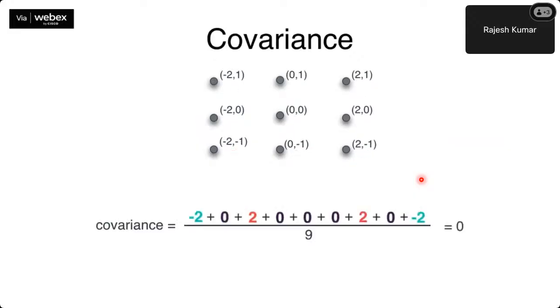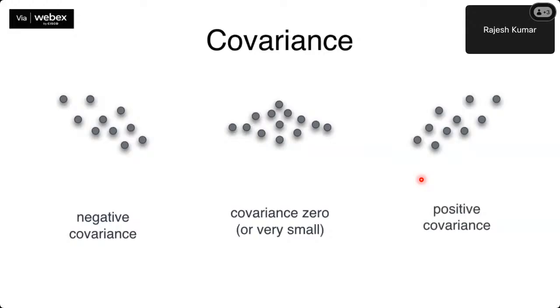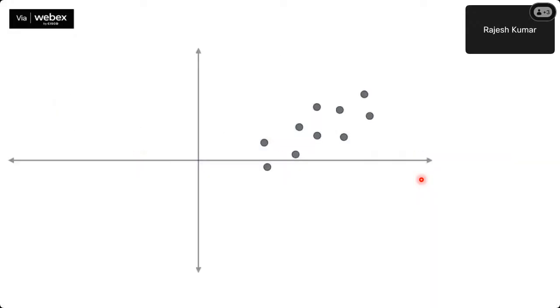We know that the covariance for this one is 0. So if I have 3 patterns, we can easily say which one has negative covariance, which one has positive covariance, and which one has almost 0 covariance. So this is one kind of parameter which helps us in reduction, or gives us some kind of relation between the parameters, which you can take further to develop a feature reduction technique.